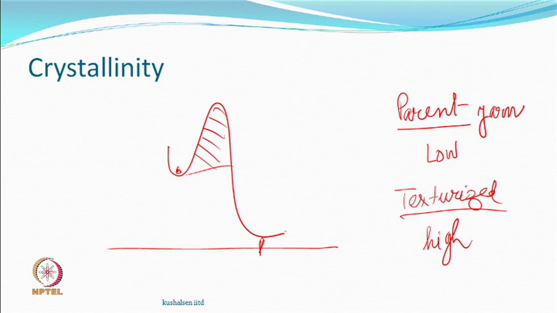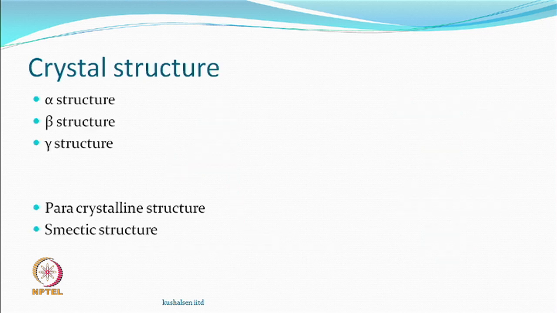So, we remember that the parent yarn crystallinity should be as low as possible, and after texturing, if the crystallinity of the textured yarn is high, then it will be good for us. We come to crystal structure. So, one is crystalline portion and amorphous portion. We understand crystalline portion is more rigid, difficult to change, you have to give more energy before it changes. But the crystal that forms can actually have different structures.